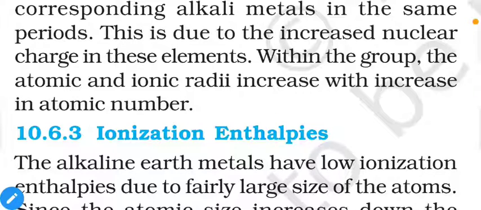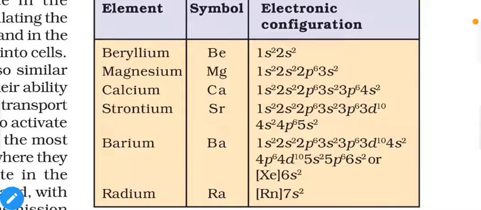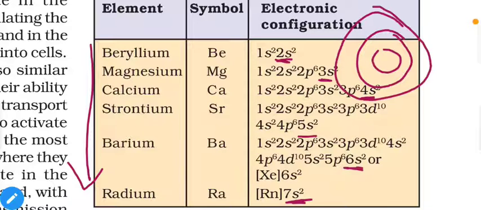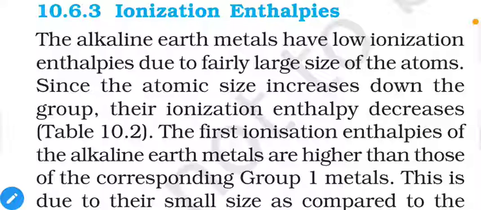And as we can see in the electronic configurations, with increasing atomic number, the outermost orbits are also increasing. In the first element we have the second orbit as outermost, then for the second it is 3s, for the third element it is 4s, for the fourth it is the fifth orbital, for the fifth element it is the sixth, and for the sixth element it is the seventh. So as we move from top to bottom, each and every time a new orbital is forming around the nucleus, and that's why sizes are increasing.